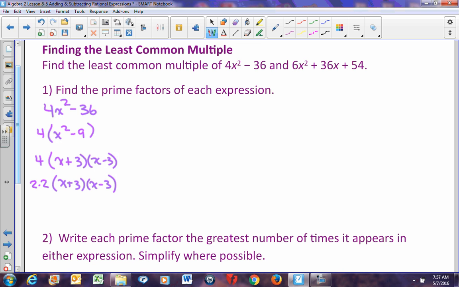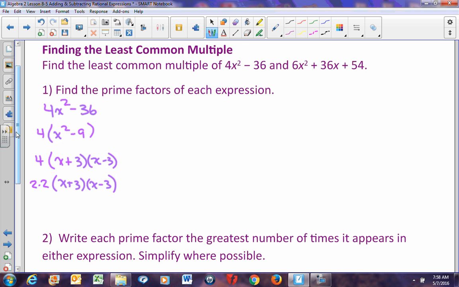Now I'm going to do the same thing with 6x squared plus 36x plus 54. First thing I'm going to do is notice that it has the greatest common factor of 6, so I'll take that out. Oops, it's not 6, it's 3. Oh, wait. Did I write the column down right? Let's start over. That was 6.